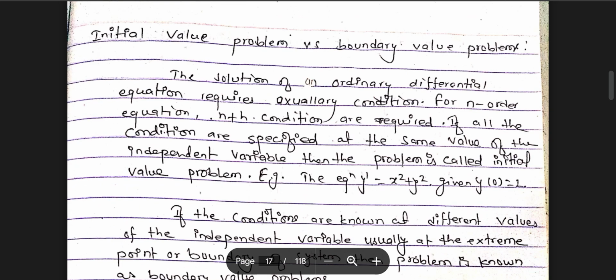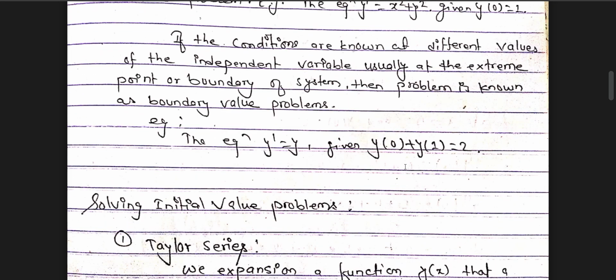Initial value problem versus boundary value problem. The solution of an ordinary differential equation requires auxiliary conditions. For an nth order equation, n conditions are required. If all the conditions are specified at the same value of the independent variable, then the problem is an initial value problem. If the conditions are known at different values of the independent variable, at the extreme points or the boundary of the system, then the problem is known as a boundary value problem.